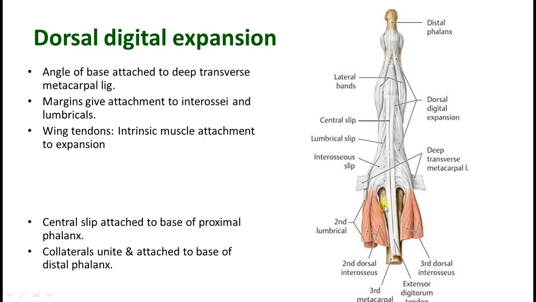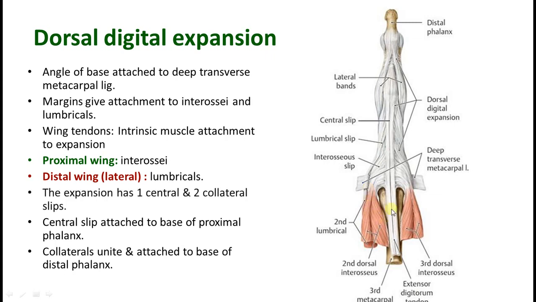They form something called wing tendons. The proximal wing is mainly formed by the interosseous, and the distal wing is formed by the lumbricals. So above is the proximal wing, below is the distal wing. The expansion has one central slip and two collateral or lateral slips. The central slip is attached to the base of the middle phalanx, and the collateral slips pass sideways, unite and get attached to the base of the distal phalanx.